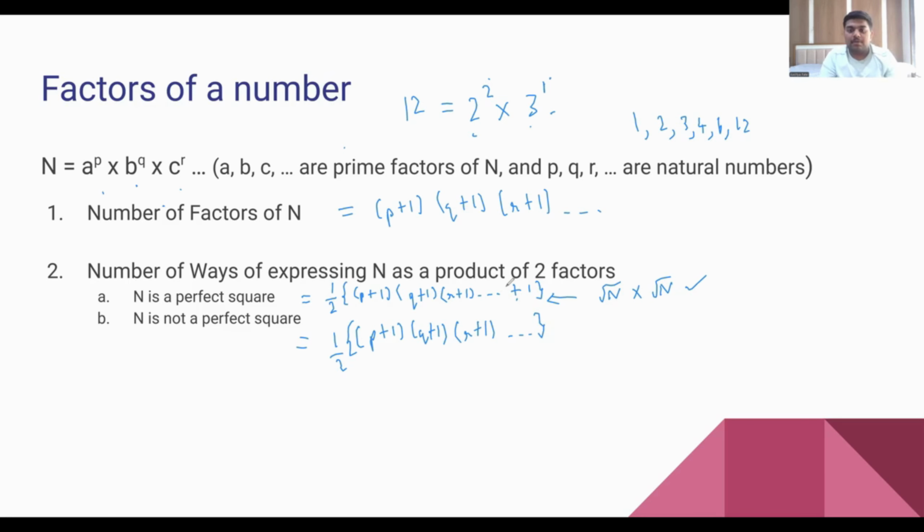Okay, fairly simple. So 12 is not a perfect square in the example that we are considering. So the number of ways of representing is 1 and 12, 2 and 6, and 3 and 4. And also, looking at the formulas, we can say that it is half of the number of factors of n. So yes, it is half of it, which is 3.